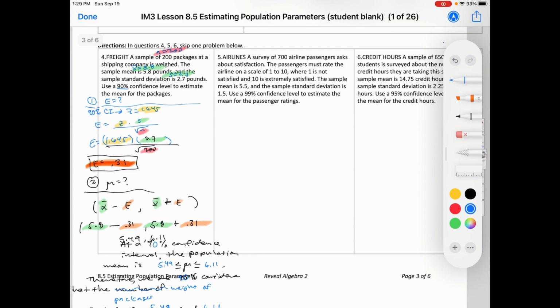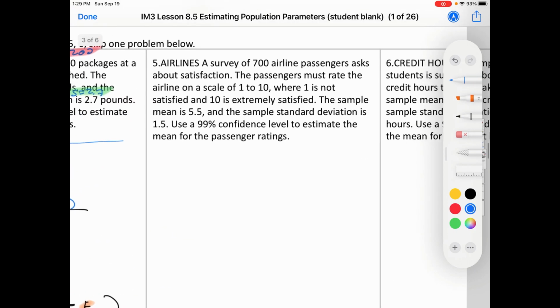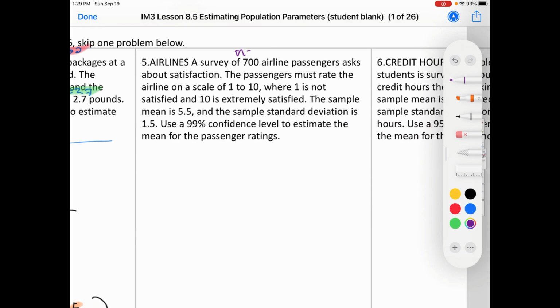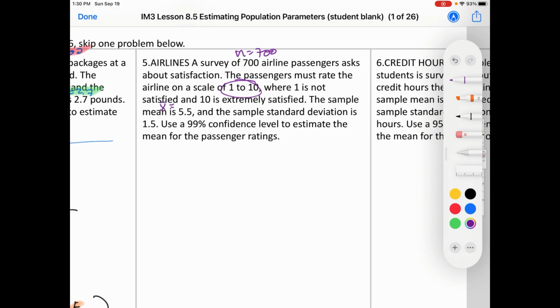All right, let's try airlines. A survey of 700 airline passengers, so let's use a different color. N equals 700. Ask about satisfaction. The passengers must rate the airline on a scale of 1 to 10, where 1 is not satisfied and 10 is extremely satisfied. The sample mean, so that would be our X bar, is 5.5. Standard deviation is 1.5 and a 99% confidence interval.